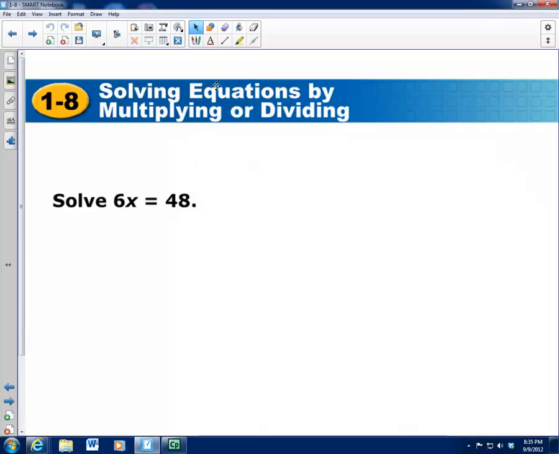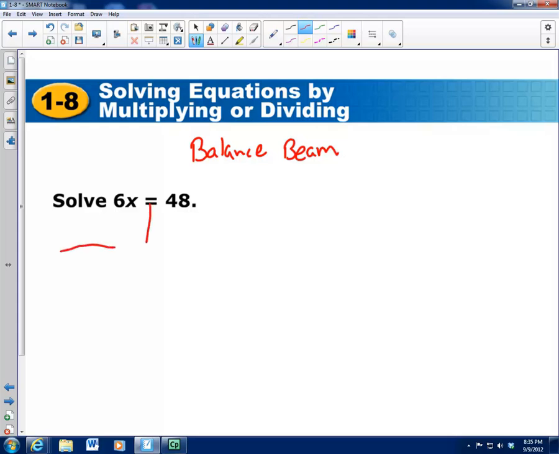Alright, let's take a look at our first slide here. Now, to solve these, we're going to be doing the same thing that we did for the addition and subtraction. We're going to use our balance beam. Now remember, for the balance beam, we need to draw a straight line wherever our equal sign is at.